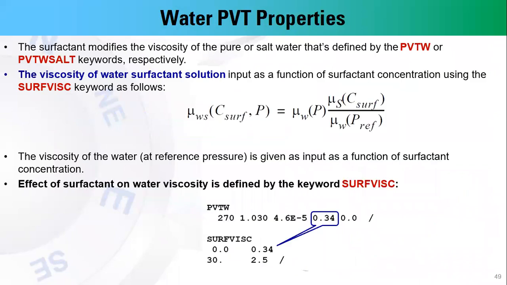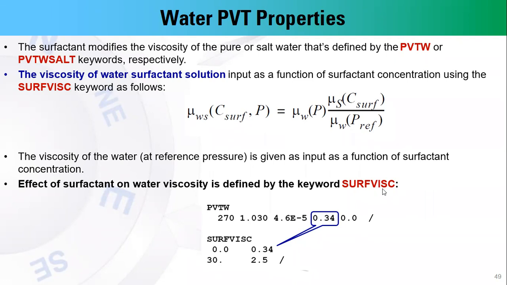So simply we have several keywords in the simulation data file. Just to keep in mind, we have these keywords. You can go back to the simulator reference to get more information regarding these keywords. But what's important to know is this is the viscosity of the water surfactant solution. It's a function of pressure and the surfactant concentration. This term, capital C, is simply the viscosity of the water surfactant solution.